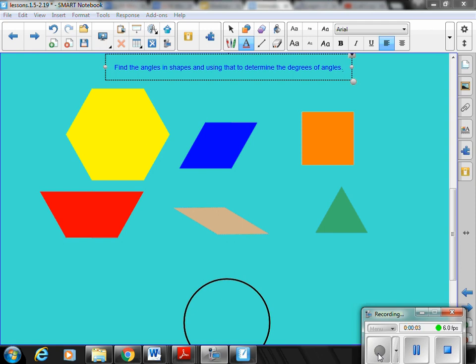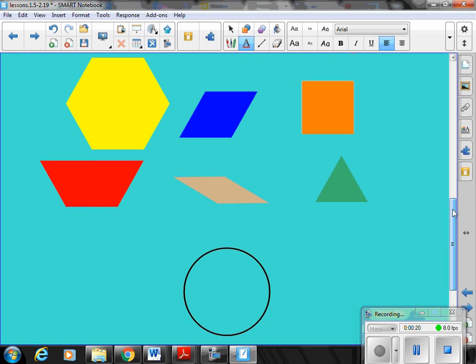Finding the angles and shapes and using that to determine degrees of angles. So right now we have a whole bunch of shapes, and we can use these shapes to find the angle and then use these shapes to figure out what degrees an angle is at. So first we want to talk about what an angle is. It's how much arch of a circle fits around the vertex of a shape.